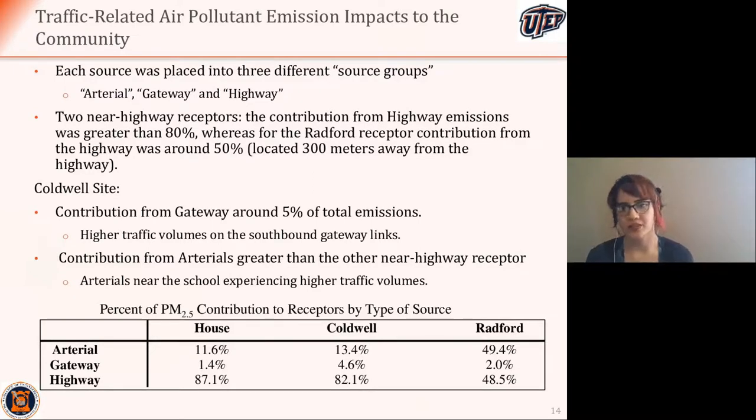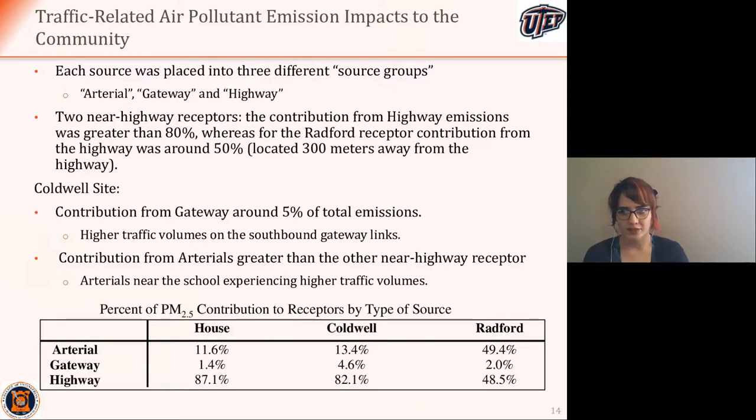For the modeling, each source was also placed into three different source groups, which allow the model to consider the impact of each source group on the receptors. And these groups were arterial, gateway, and highway. And the arterial traffic is defined as occurring on the four-lane arterials in the study area, which all have AADT lower than 100,000.